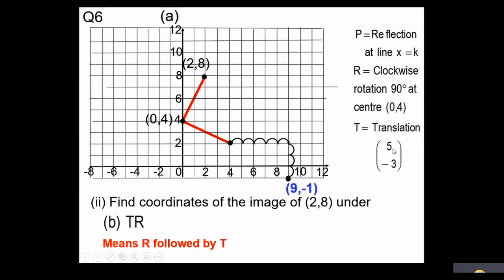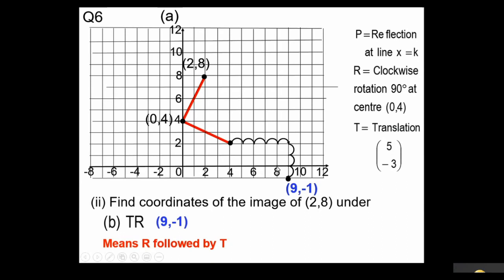Remember translation: the one above is either left or right, positive right, negative left. The one below is up or down. If you cannot remember, just use the x and y axis to remember. You see, the x axis on the right is positive, so positive here means you have to go right.